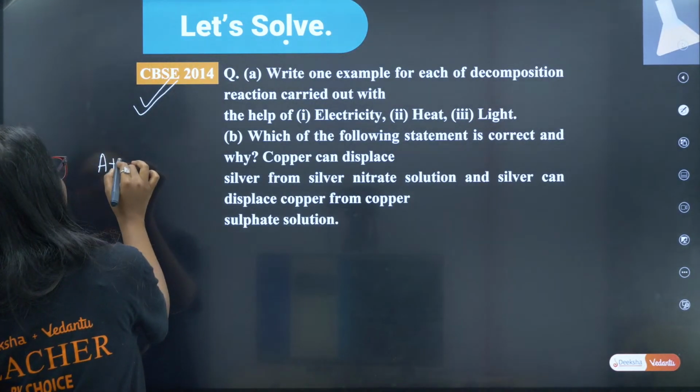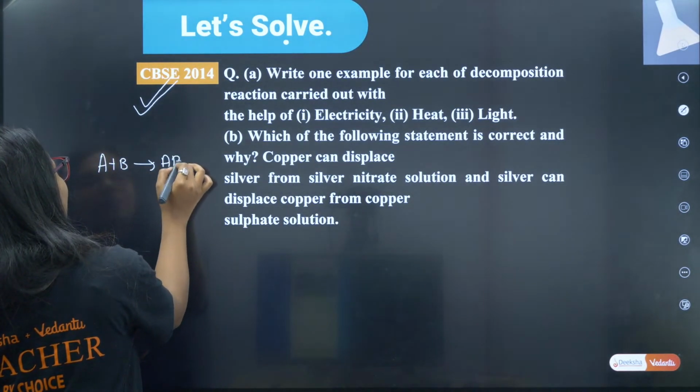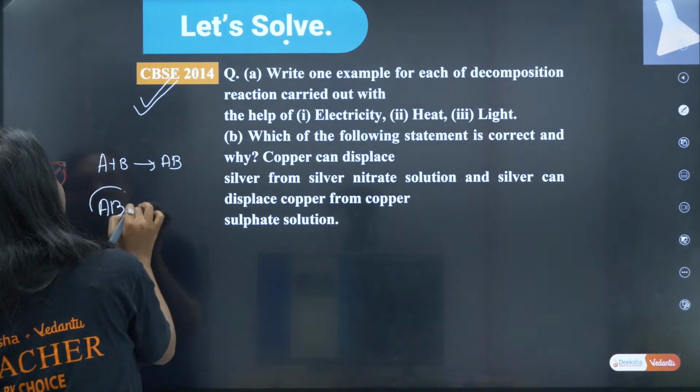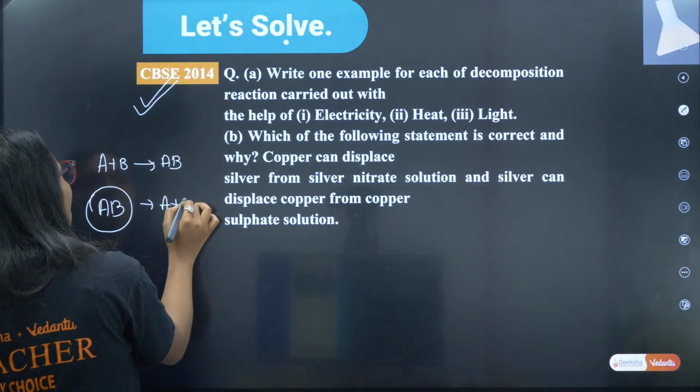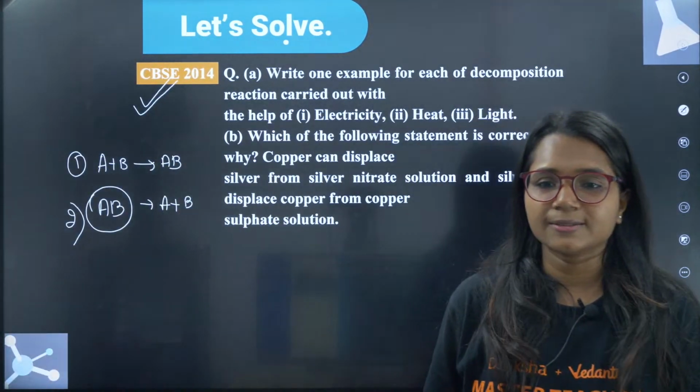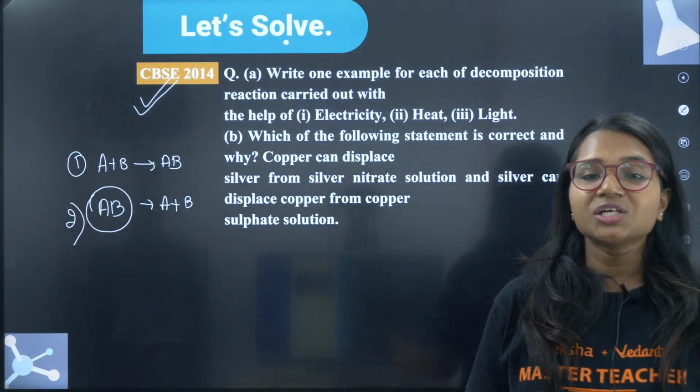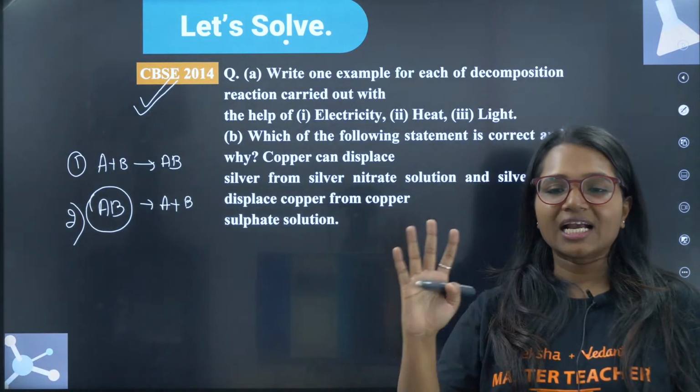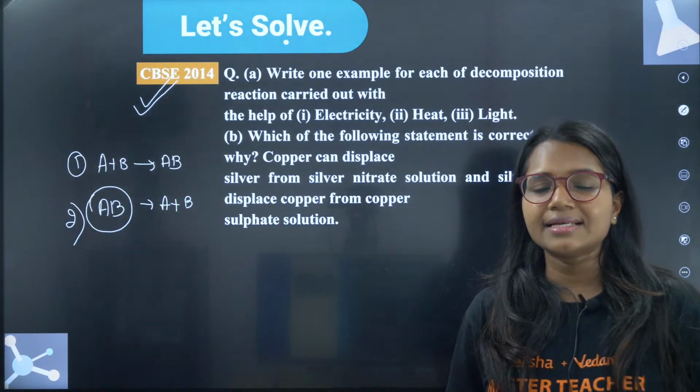A plus B gives AB, or AB breaks into A plus B. What kind of reaction? Which reaction is a decomposition reaction? Infinite is one. What is electricity?